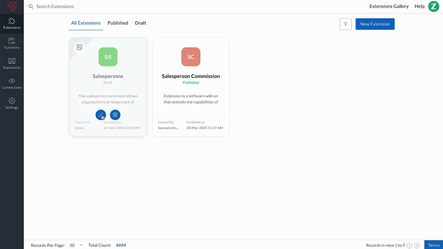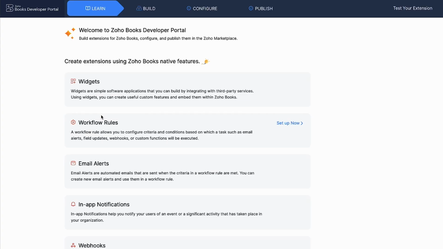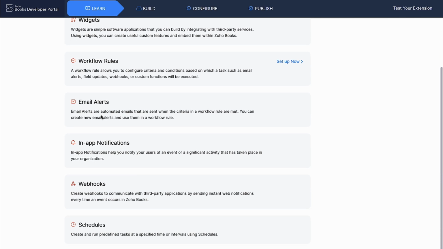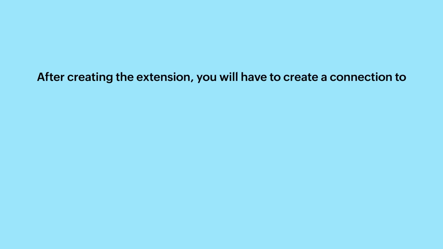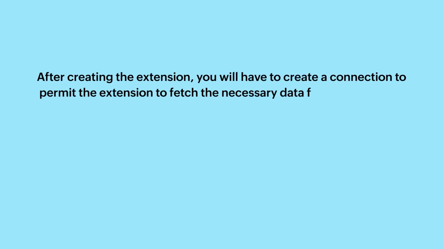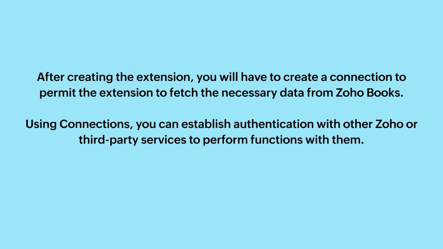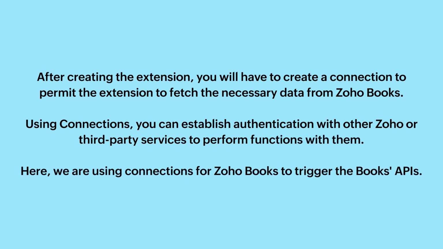Click the edit icon on the extensions card and you will be redirected to the Zoho Books developer portal where you can add components like custom modules, custom function, set workflow rules for the custom function, set widgets and much more. After creating the extension, you will have to create a connection to permit the extension to fetch necessary data from Zoho Books. Using connections, you can establish authentication with other Zoho or third-party services to perform functions with them. Here, we are using connections for Zoho Books to trigger the Books APIs.